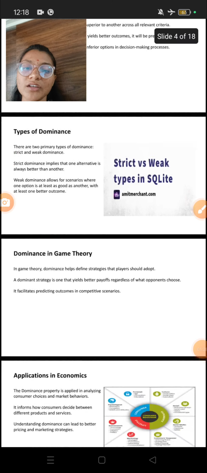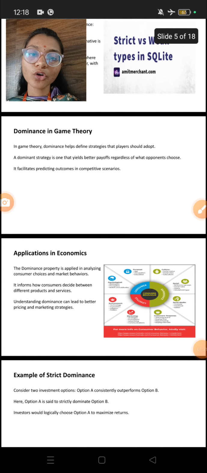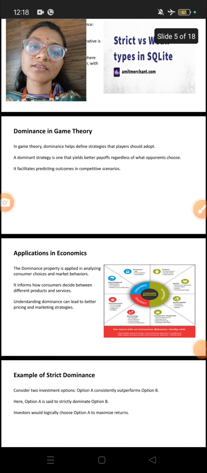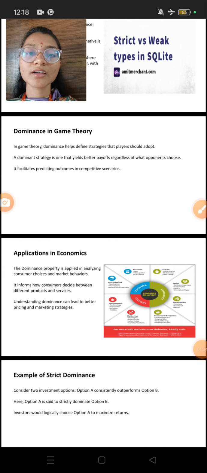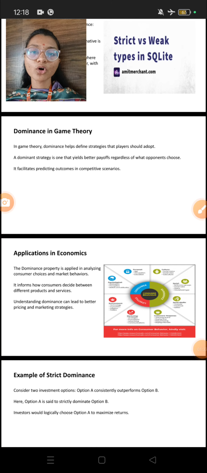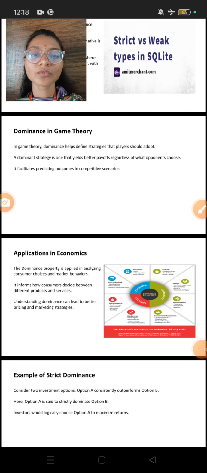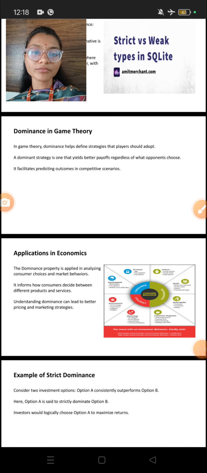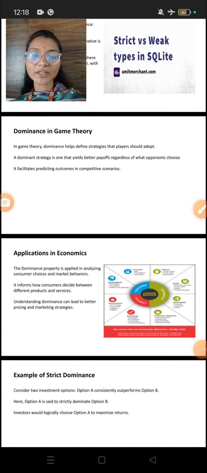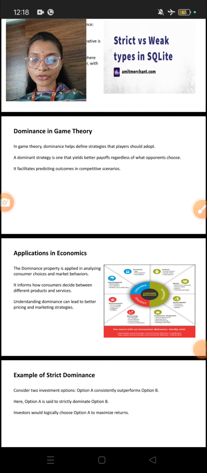Dominance in game theory. In game theory, dominance helps define strategies that players should adopt. A dominant strategy is one that yields better payoffs regardless of what opponents choose. It facilitates predicting outcomes in a competitive scenario.